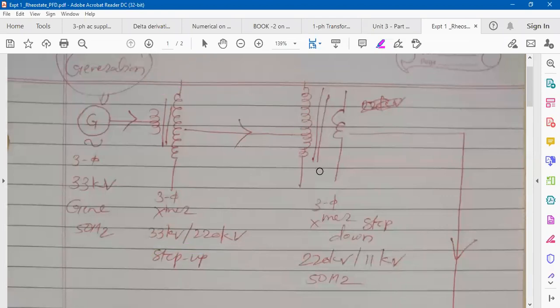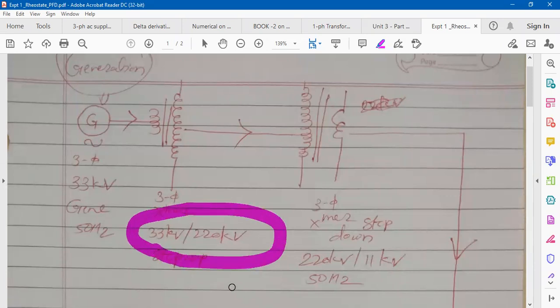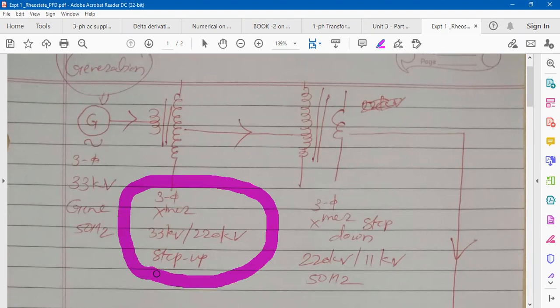We have seen the KVA rating is equal to V1 I1 is equal to V2 I2. Means V1 I1 is equal to V2 I2. Means if I do V2 by V1, I'll get I1 by I2. So my question is, for this 3-phase step up transformer, will the current be more on primary or more on secondary? V2 by V1 is equal to I1 by I2. Current will be more on primary.